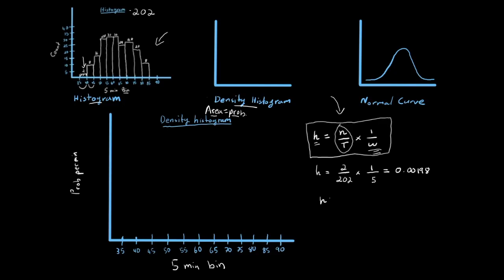And let's do our second bar. So that's this one right here. There's 8 runners in that bin. Divide by the total number of runners, and again multiply by 1 over 5 minutes. And that is equal to 0.00792.